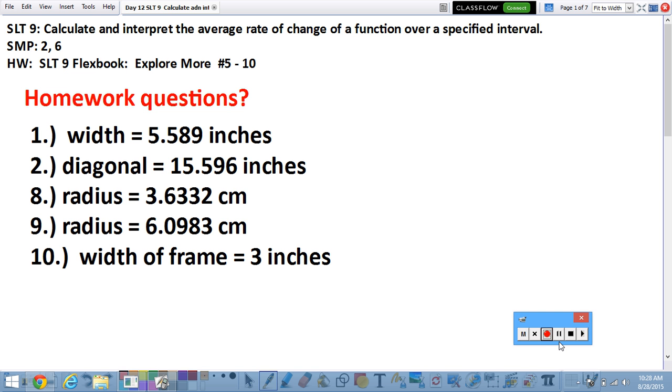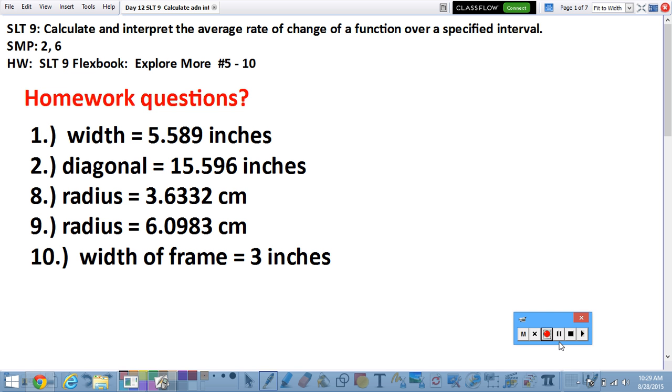Please make a note that for homework tonight, we are going to do SLT 9 Flexbook, the Explore More questions, numbers 5 to 10. And today's lesson will mainly focus on standard of math practice number 2, to use number sense when representing our problem, and standard of math practice number 6, which is to be precise with words, numbers, units, and symbols. The units today are going to be particularly important.